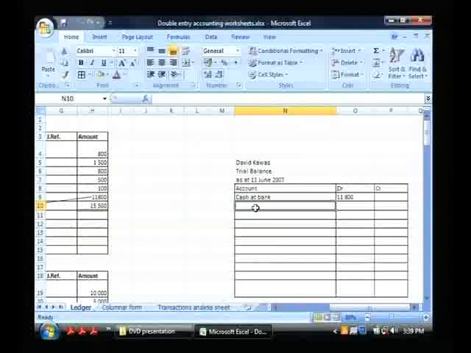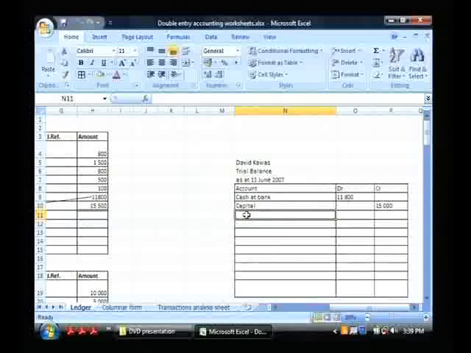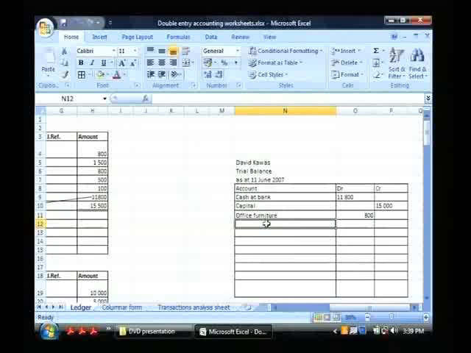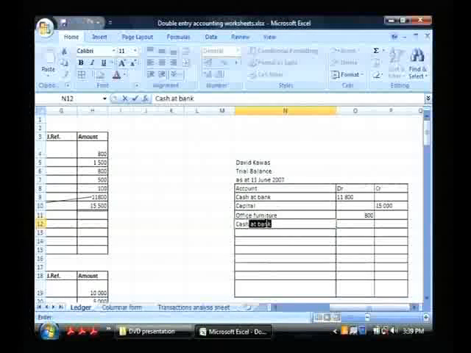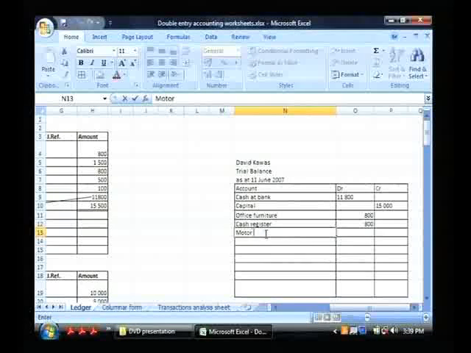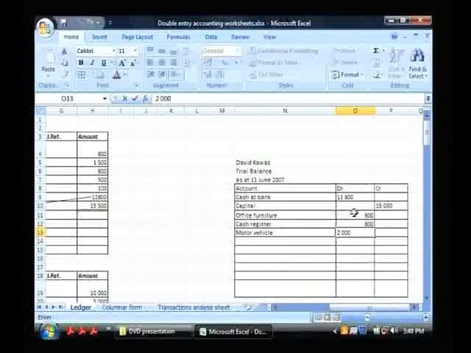Right. Next one is capital account. Capital account shows a 15,000 credit balance, and office furniture account shows a debit balance of 800, write it in the debit column, and cash register account shows a debit balance, and the motor vehicle account shows 2000 balance, debit balance.